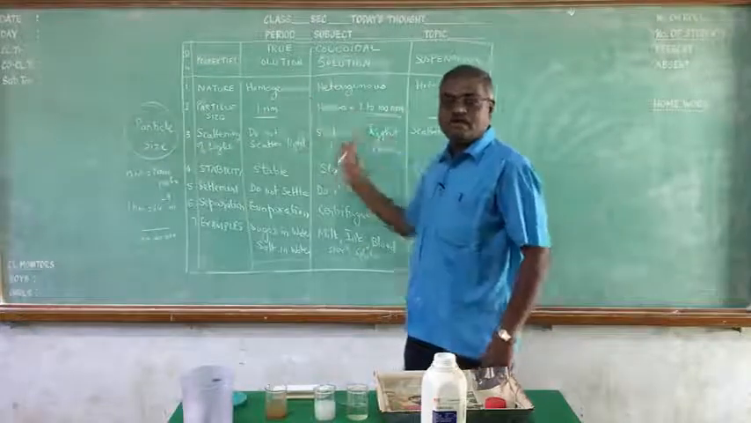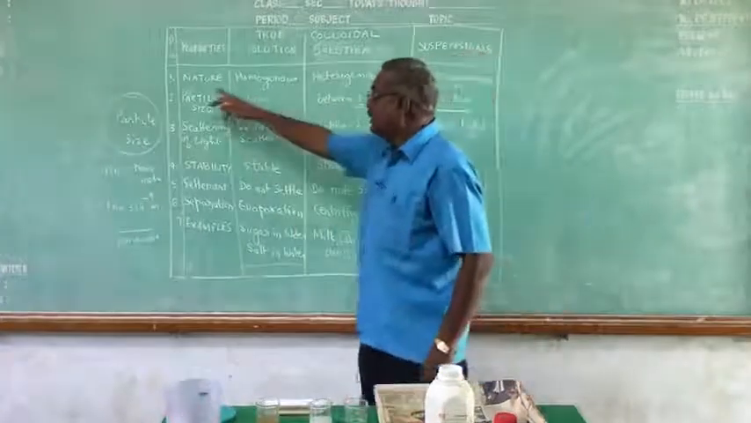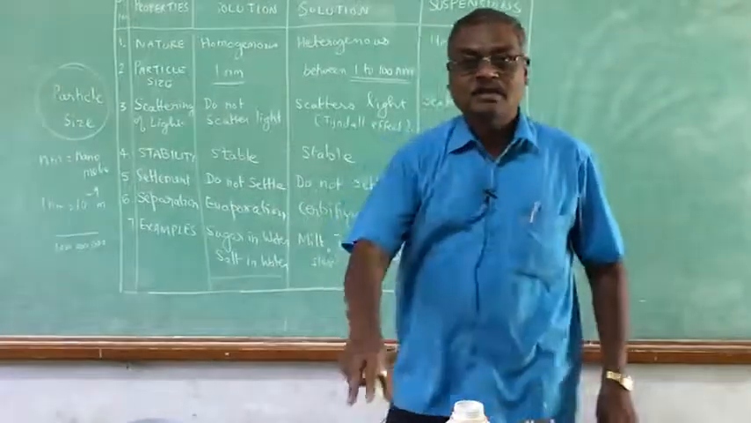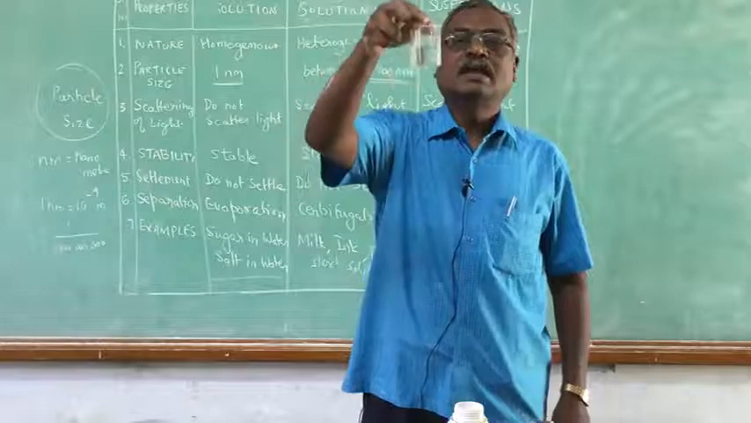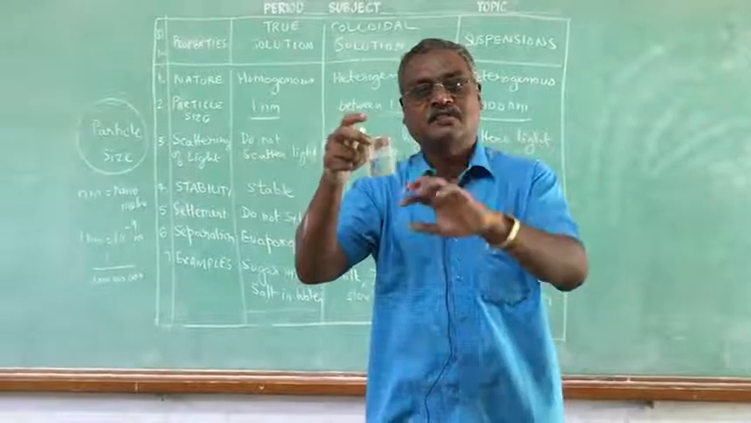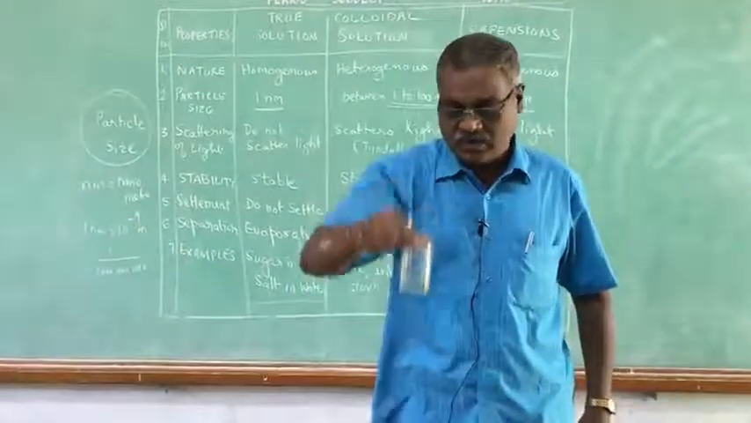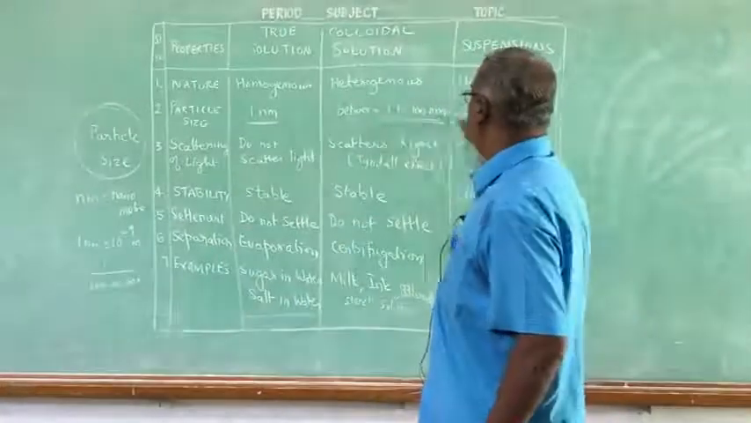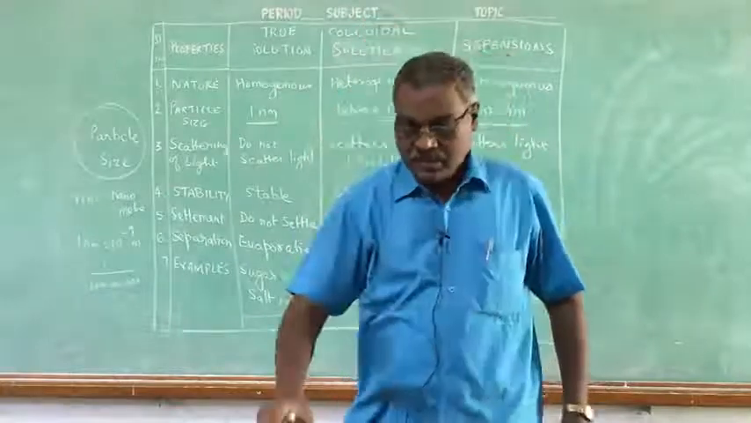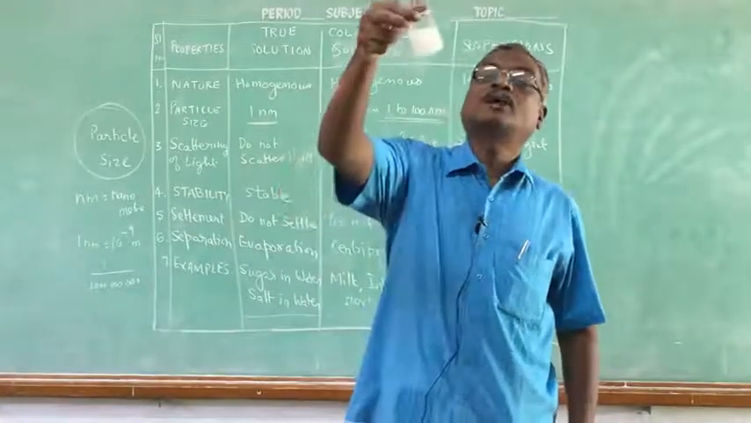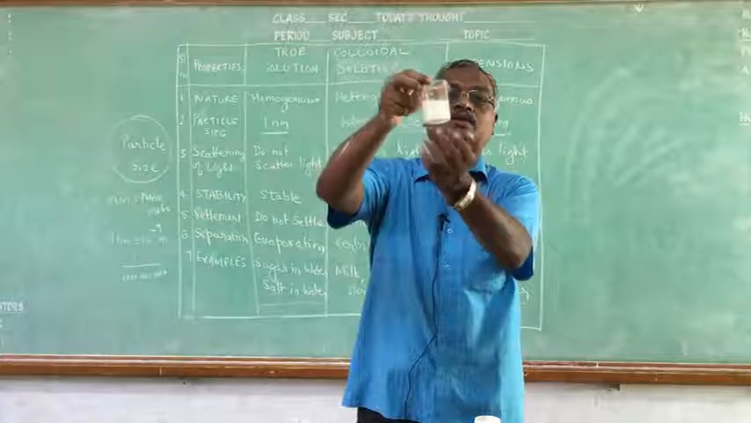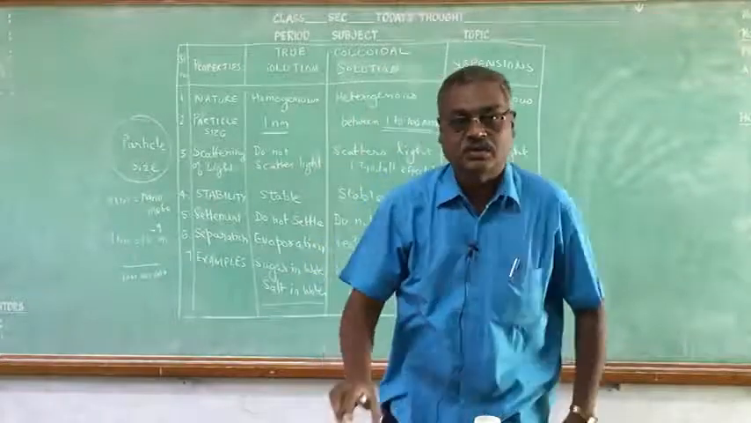We are going to study the differences. First one, nature. The true solution is homogeneous in nature. Homogeneous means it has only one phase. You can see only the liquid phase. Where is the solid phase? The solid is completely soluble. So it is a homogeneous solution, whereas the other two are heterogeneous. Here we can see two substances, so we can say heterogeneous. The colloidal solution is also heterogeneous, because we can see some of the particles floating. So it is also a heterogeneous mixture.